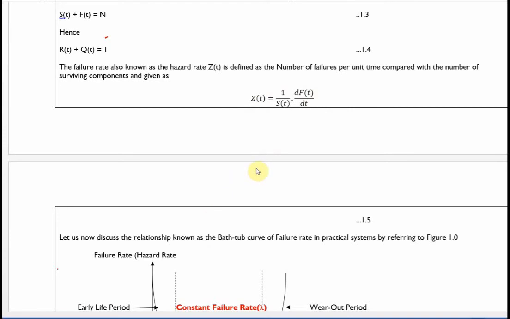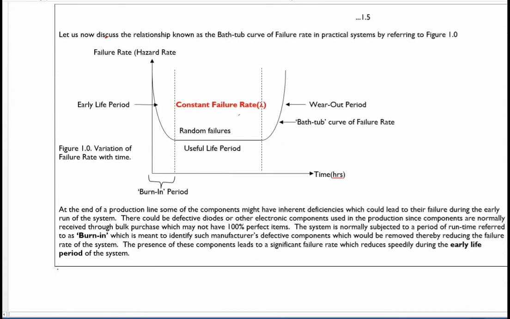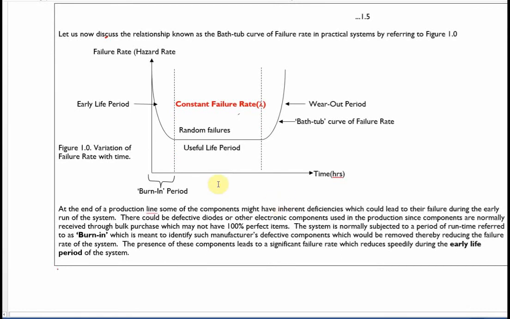Now we shall continue with this derivation from this point, but I want to draw your attention from this very moment to something here. This is what we call the bathtub curve. The bathtub curve is so called because it resembles a bathtub. It has three important parts that we need to consider. First of all, we have this side of it, which is known as the early life period, then we have this other side, which is known as the useful life period, and then we have another area that is known as the wear out period.